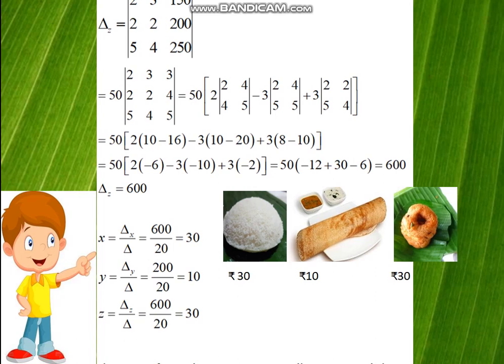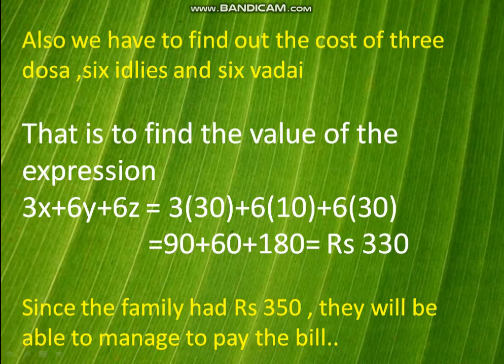Now let us find the consolidated value. We also have to find the cost of 3 dosai, 6 idlis and 6 vadas. That is, to find the value of the expression 3x plus 6y plus 6z, which is 3 into 30 plus 6 into 10 plus 6 into 30, which is equal to 90 plus 60 plus 180, that is equal to rupees 330. Since the family had rupees 350, they will be able to manage to pay the bill.